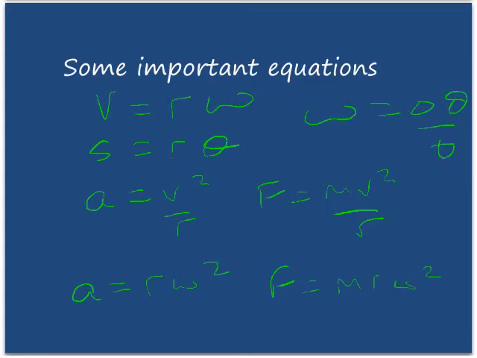A couple of others. For 1 revolution, the velocity could be 2 pi r, the circumference, divided by the period. Or you could have omega equals the total angle in the circumference divided by the period, and that can be rearranged to be also 2 pi f. So that's pretty much it for all the equations.